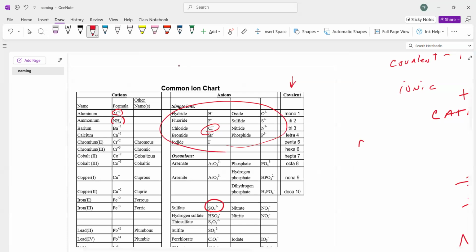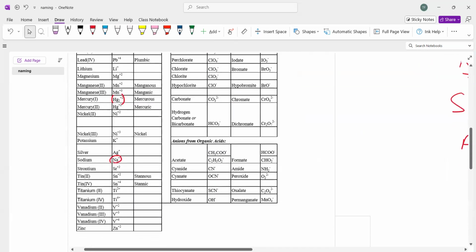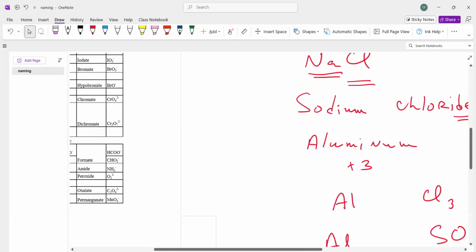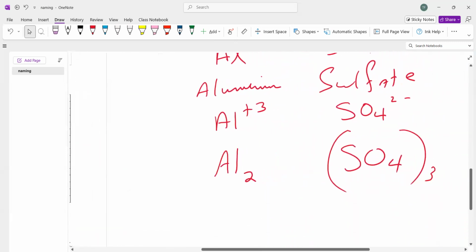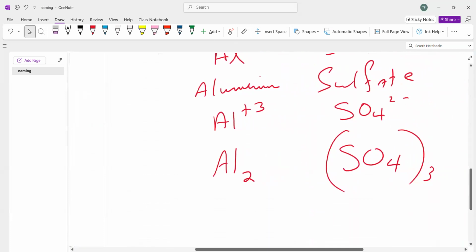Those are the only monoatomic. Everything else is poly on the negative side. Okay, so that's why we had to use parentheses on the sulfate and so forth. So now we have +6, -6, net 0.